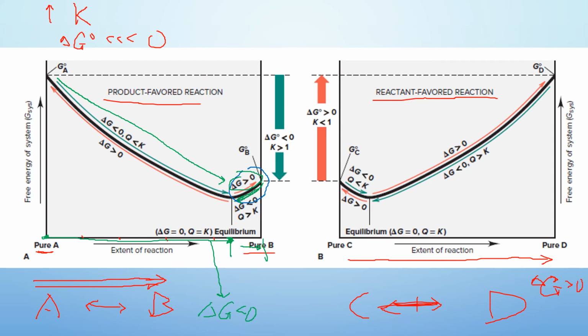But if you go from D to C, the G value decreases, so delta G will be less than 0. That means if you go from right to left, which is D to C, the direction will be spontaneous. So that's why it's called reactant favored, because in this case, C is your reactant.